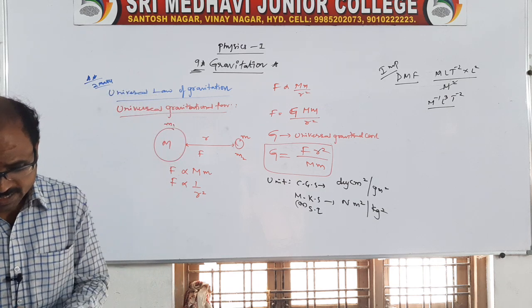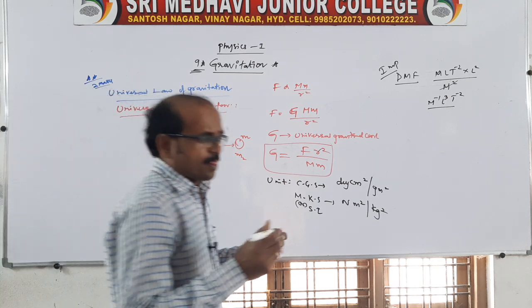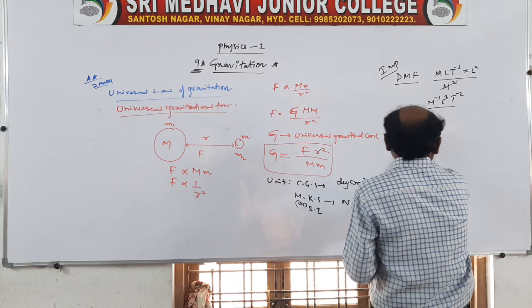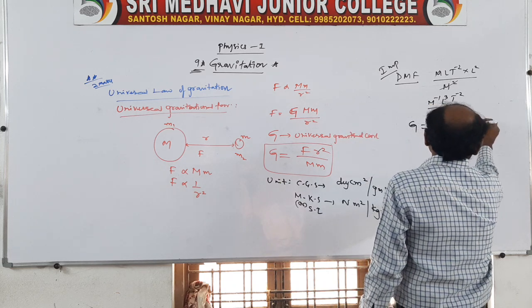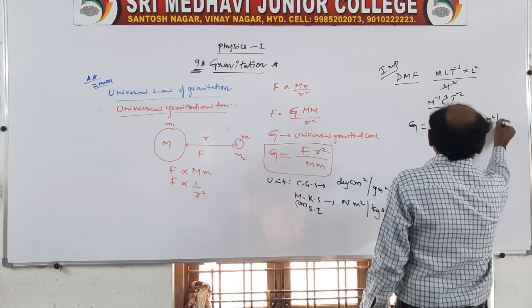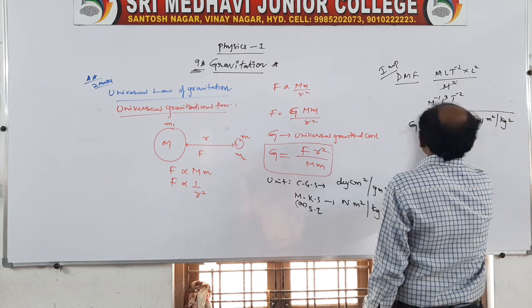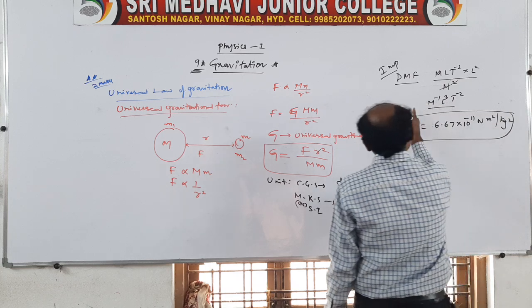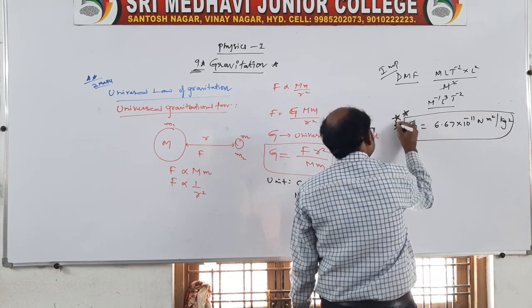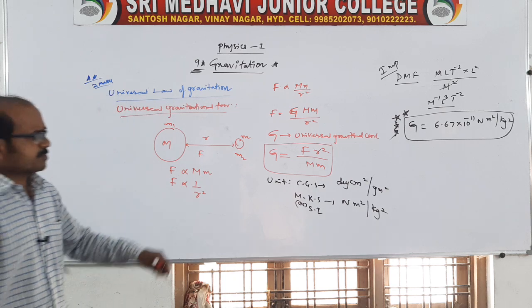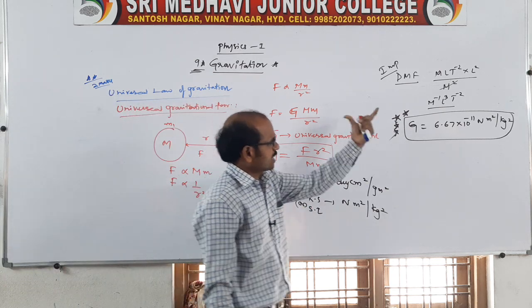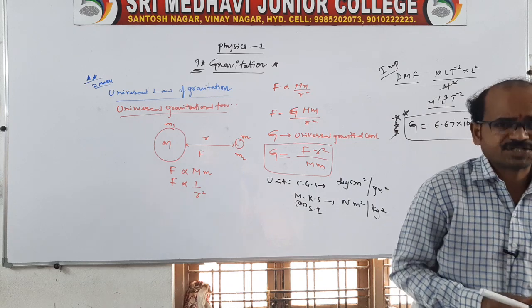Sir, what is the value of the universal gravitational constant? That is 6.67 into 10 power minus 11 Newton meter square per kg square. This is the capital G, and everyone remember this. No doubt about it. So this information is very, very important: units, dimensional formula, and the value of capital G.